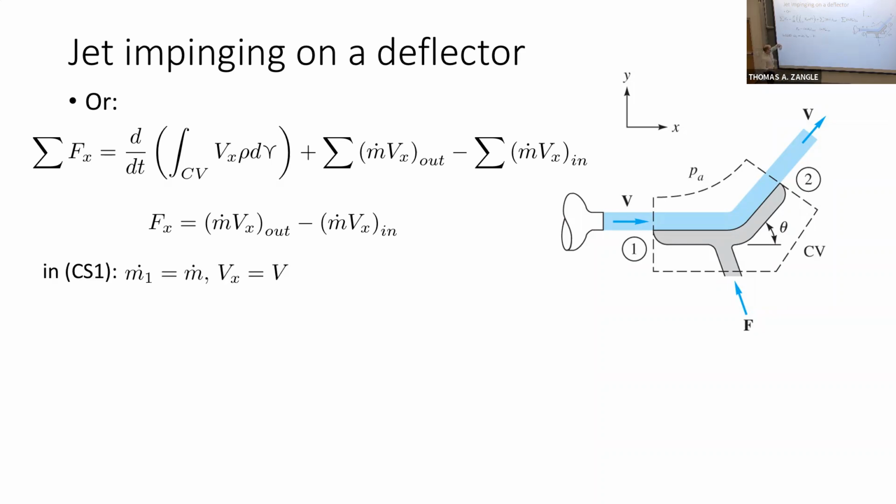So let's consider our control surfaces. At control surface 1, which is our inlet, m dot 1 is just m dot. The component of the velocity coming in at control surface 1 in the x direction is v, the magnitude of the velocity. And then we do the same at control surface 2, which is our outlet. m dot 2 is m dot, and now the component of the velocity in the x direction is v cosine theta.